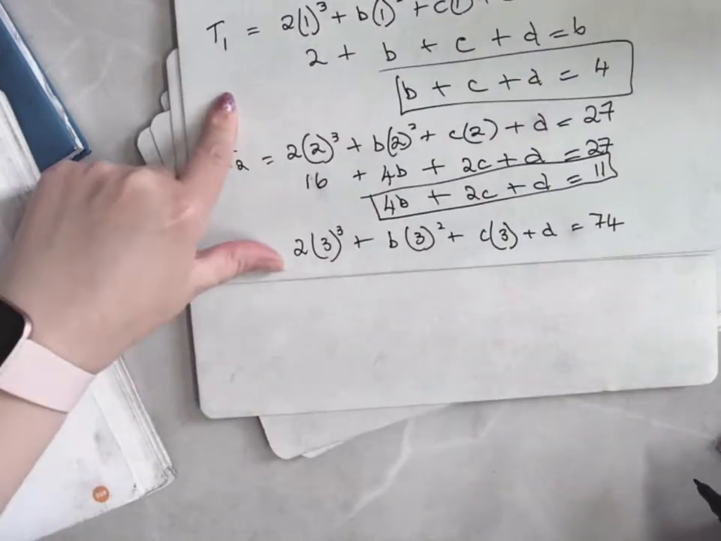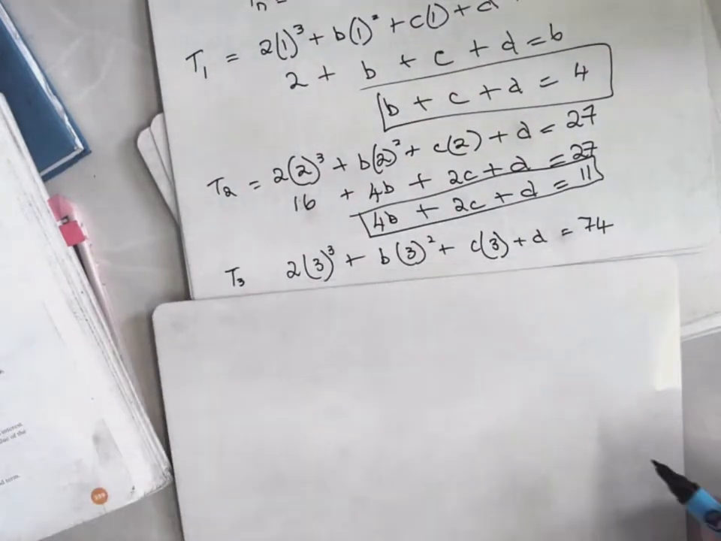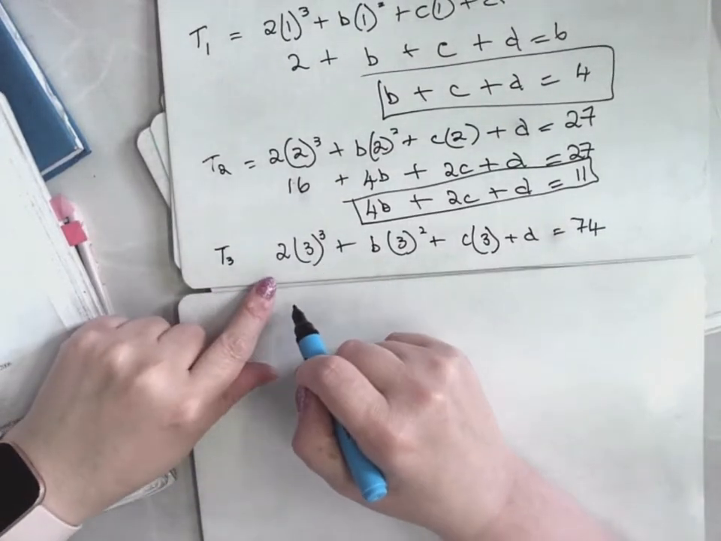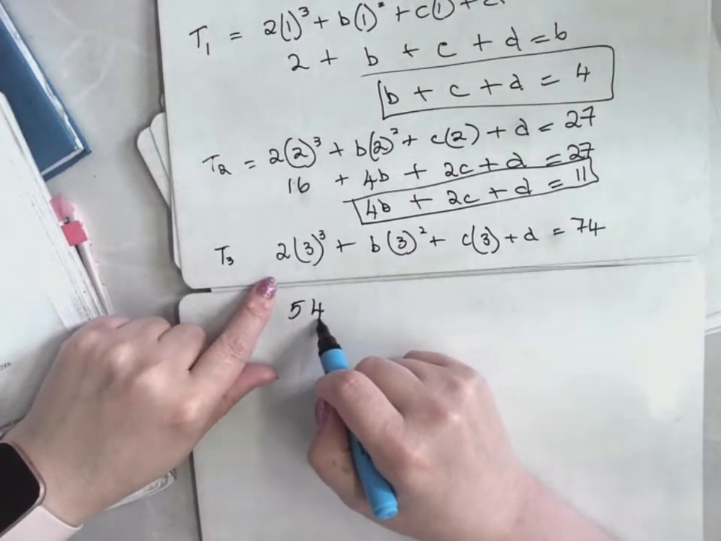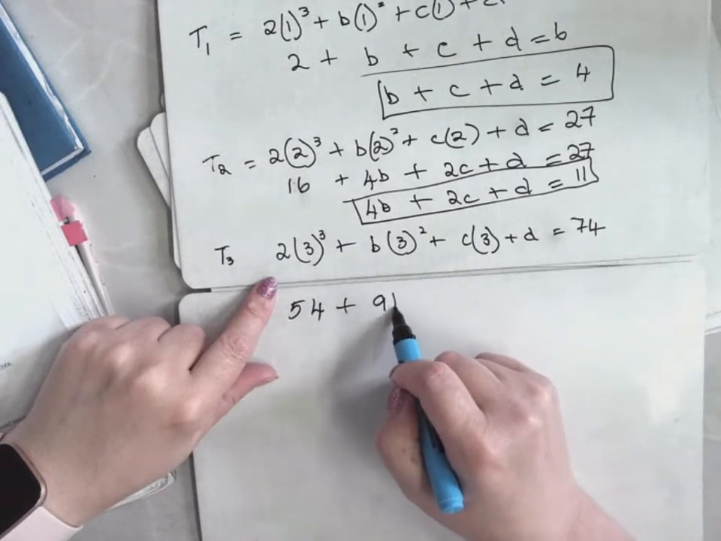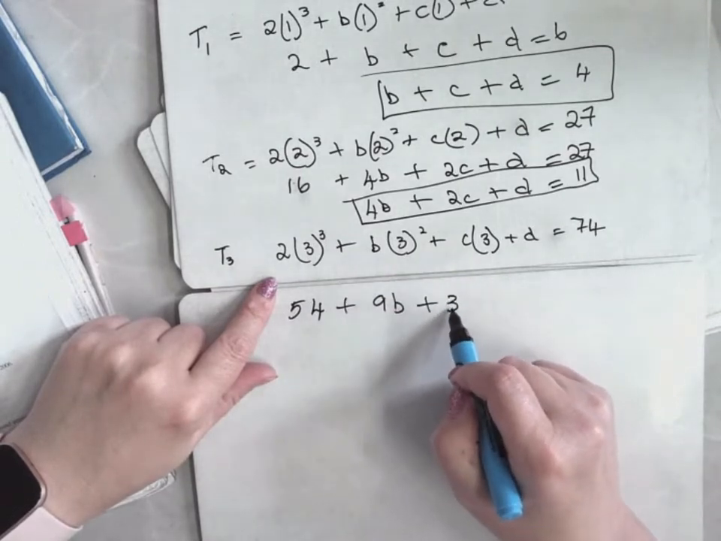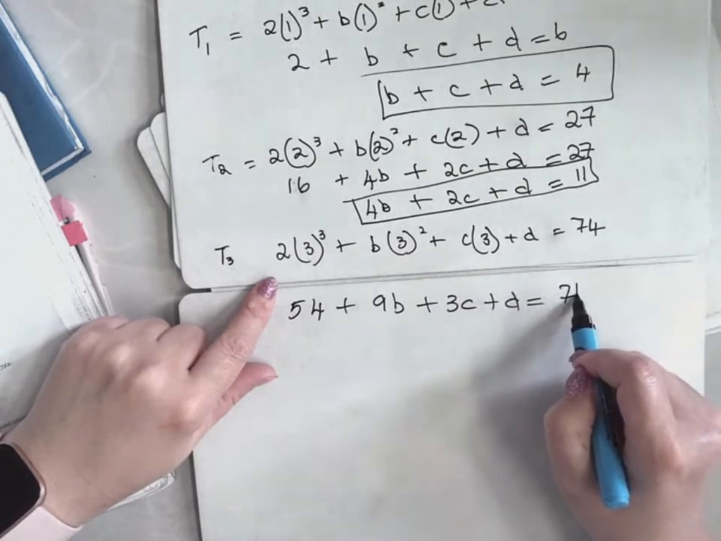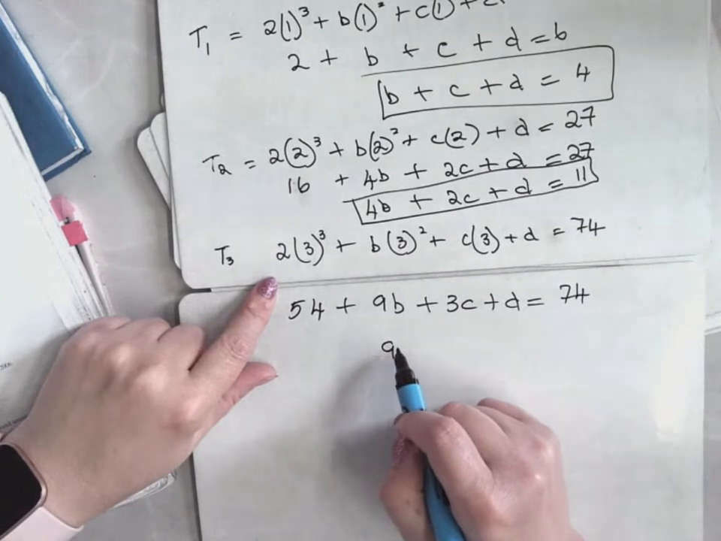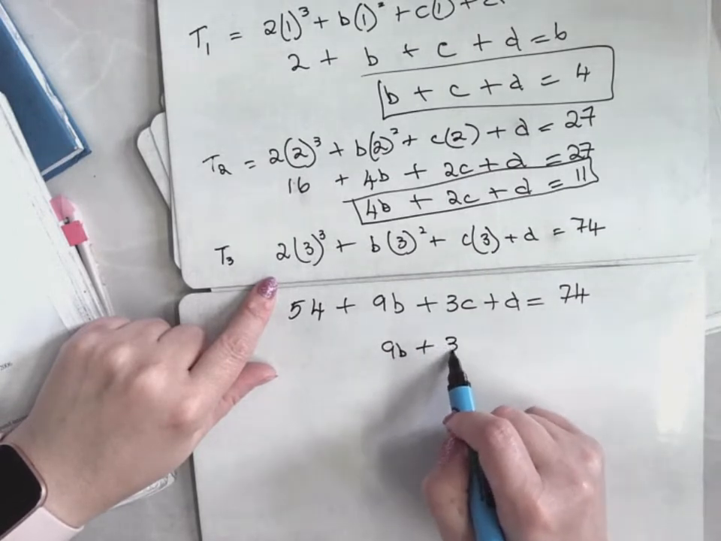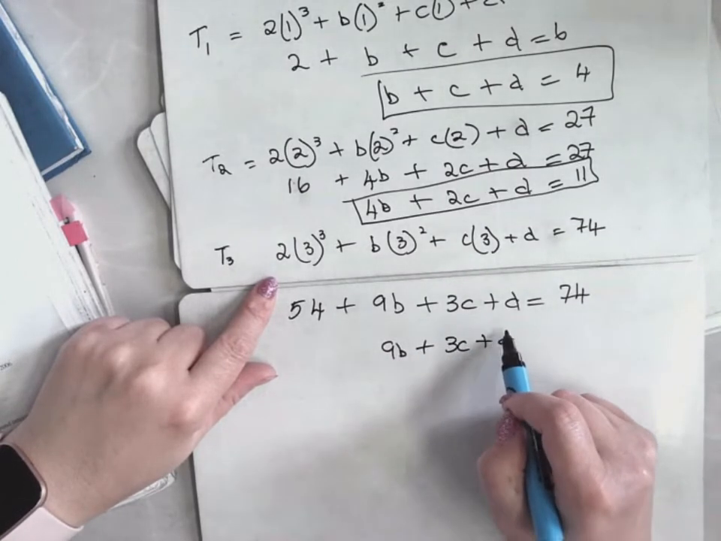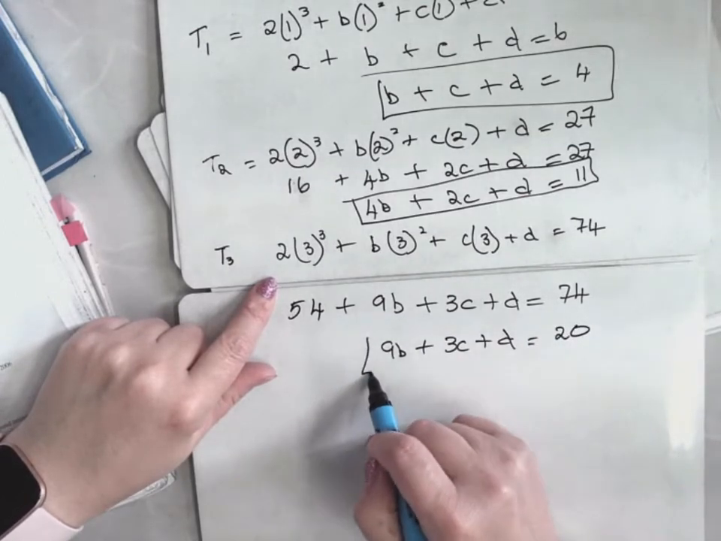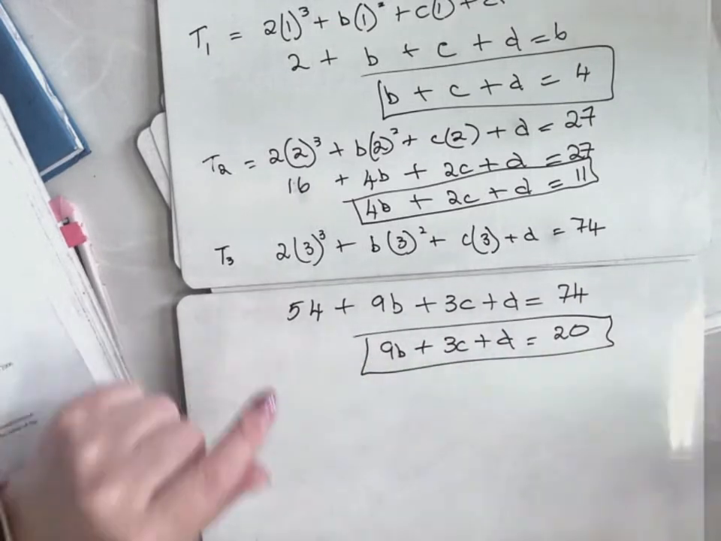Okay, I'm moving up completely now, if that's okay. Right, multiplying that out, 3 cubed is 27, times 2 is 54. 3 squared is 9, times B, plus 3C plus D equals 74. Bring across the 54, so you get 9B plus 3C plus D equals 74 minus 54, which is 20. Okay, keep an eye on my calculations, please.